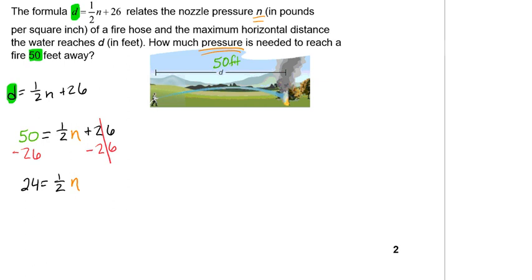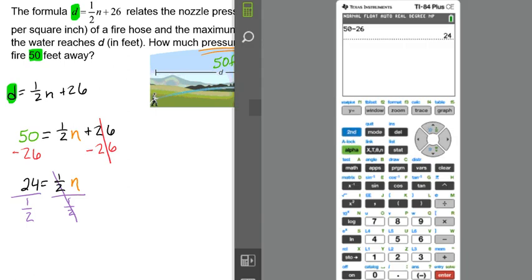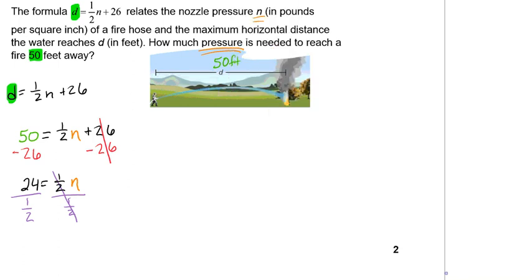So what if we chose to divide both sides by 1/2? So if I divide by 1/2, because division is the inverse of multiplication, that 1/2 is going to go away. And I can use my calculator to take 24 divided by, I can put in my fraction, 1/2. And I'm going to get the answer 48. So I see that 48 equals our N.